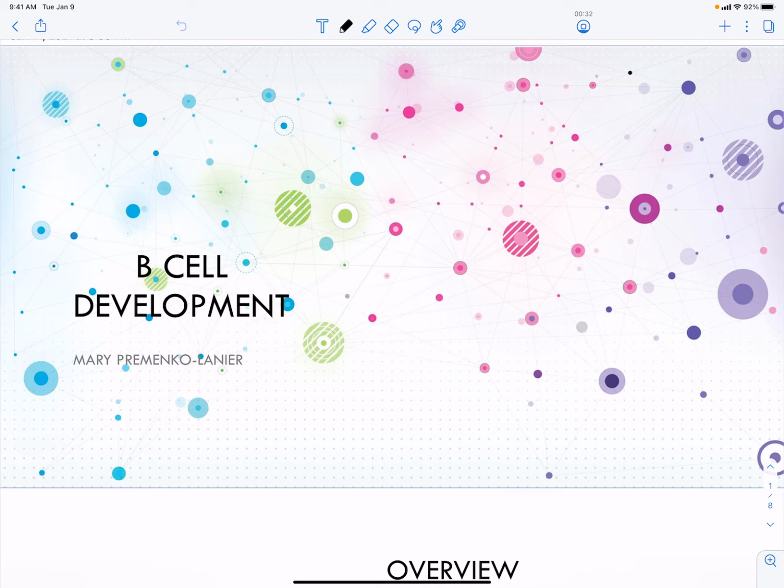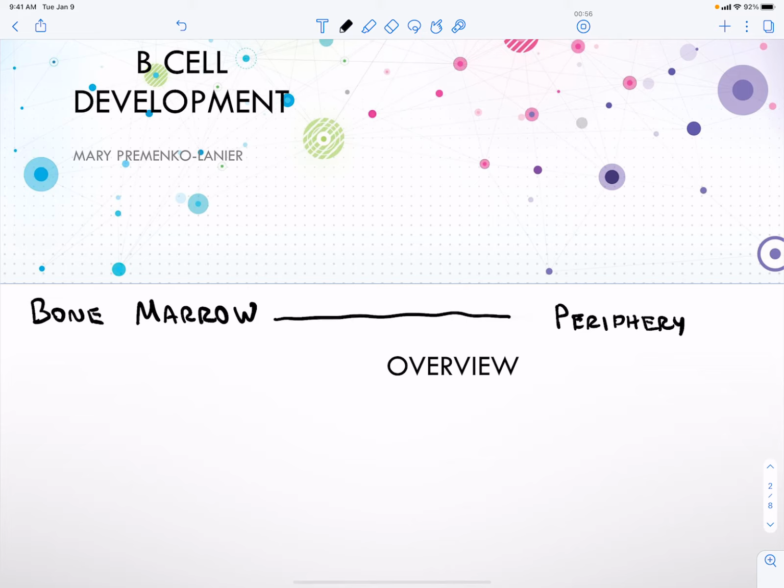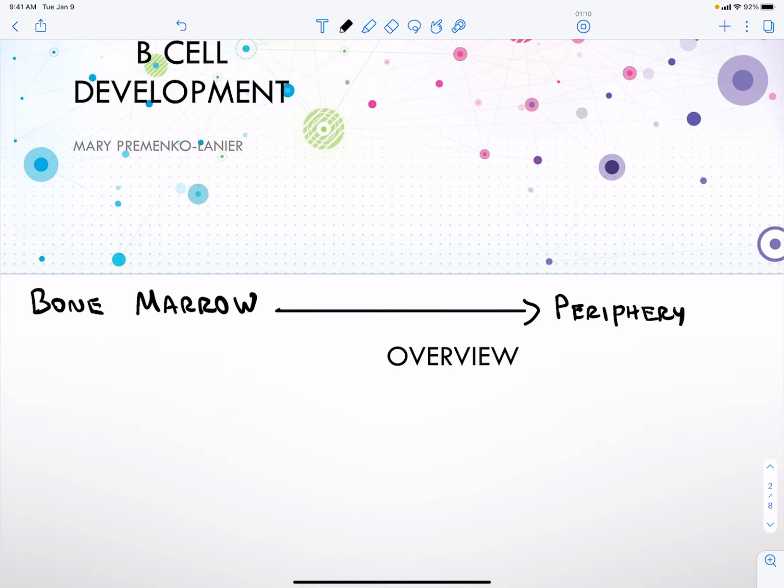And so B cell development is all going to occur in the bone marrow. And then, of course, B cell activation is going to occur in what we call the periphery, your body. So there are going to be stages of B cell development that occur in the bone marrow, and then stages of B cell activation that occur in the periphery.